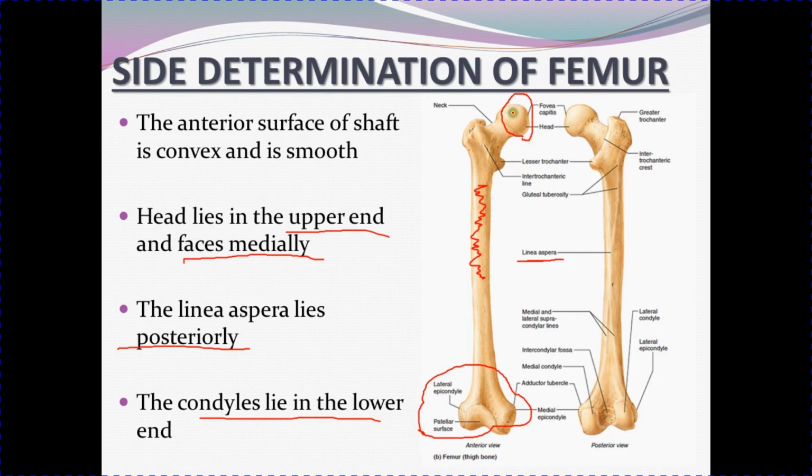The first, head lies upward and is facing medially. The condyles lie downward. The anterior surface of shaft is smooth and is convex. The posterior surface of the shaft of the femur has a posterior border which is called as linea aspera.